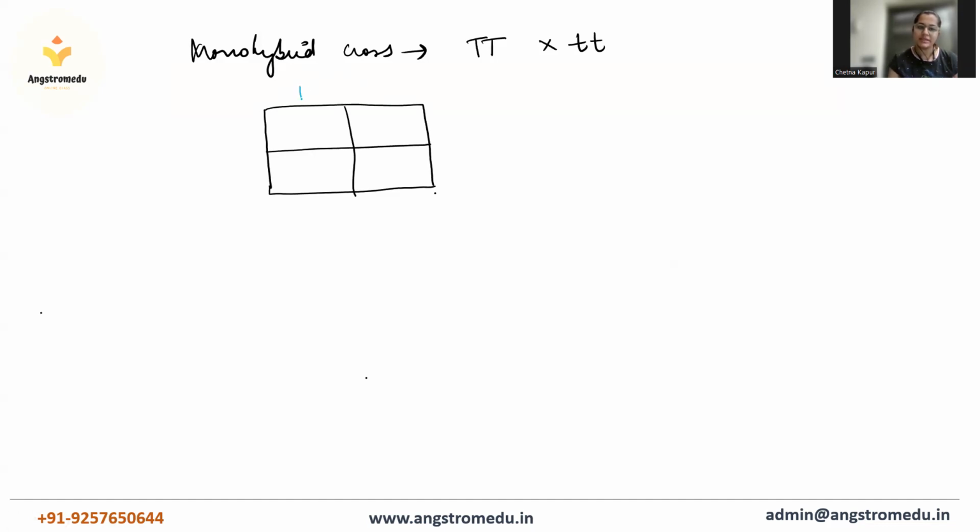Okay, so let us just write this capital T on the one side. So first plant, this is the first parent. So let us just mark it as a male parent. This is called a male. And let us suppose that this is a female parent.